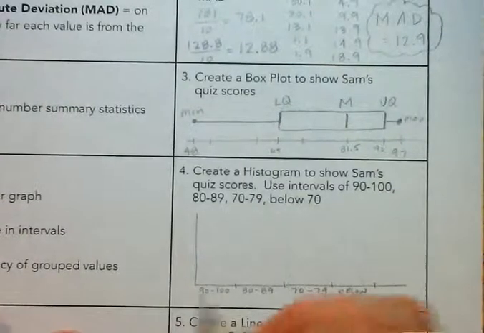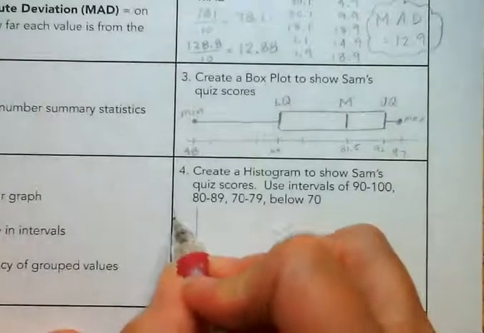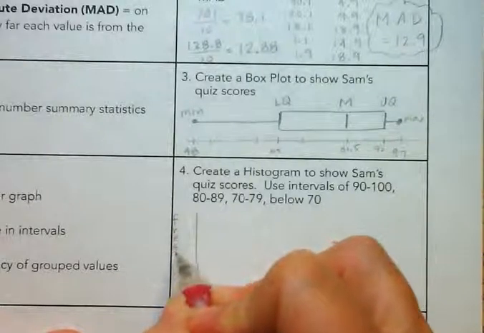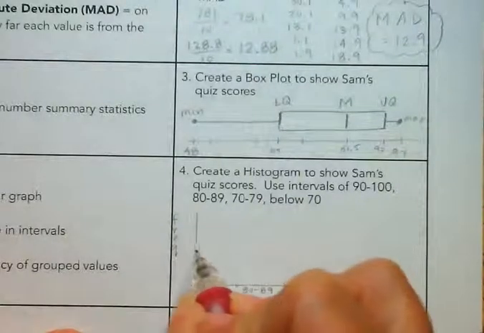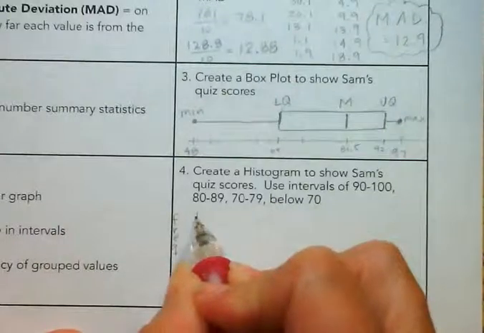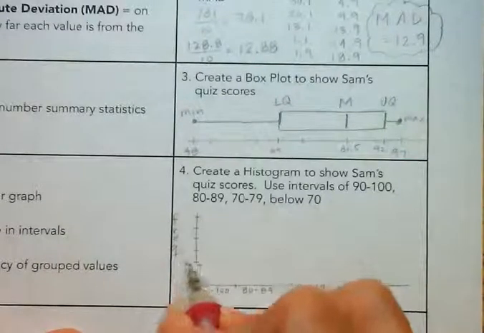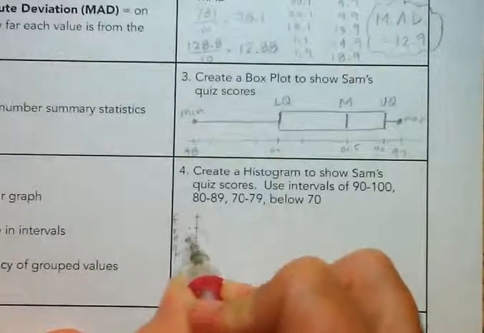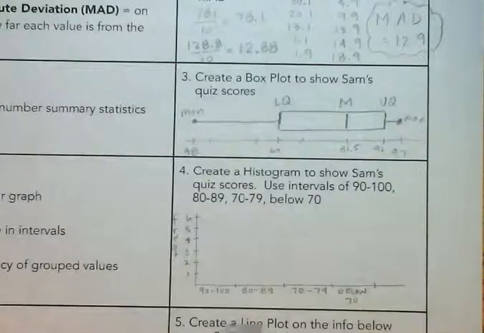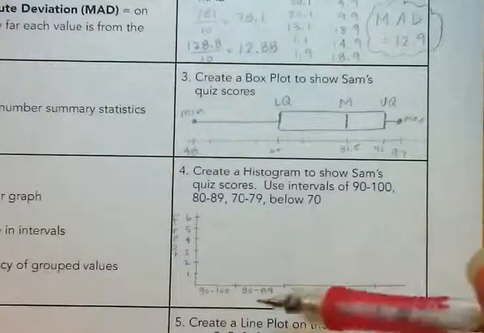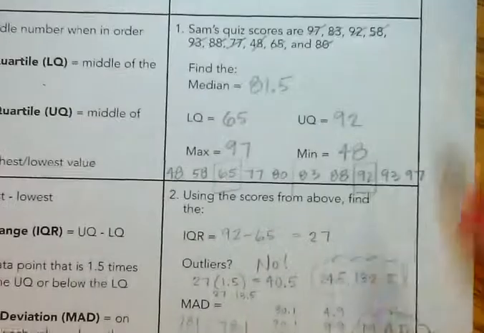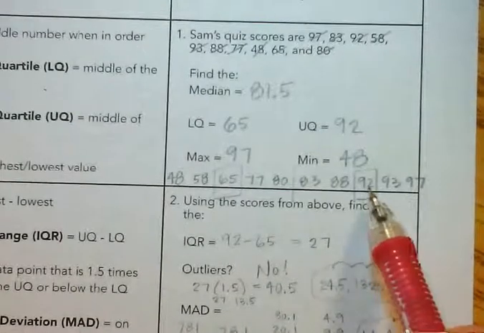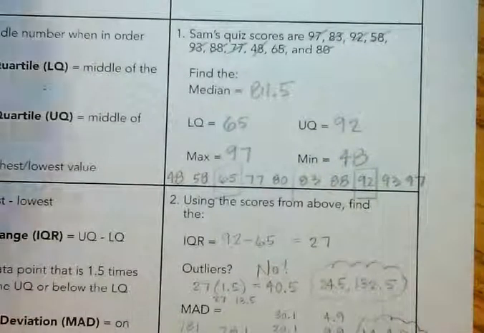And then up along the side, this is going to be the frequency of his scores. So we'll just say 3, 4, 5, 6. So this will tell us how many test scores he had in each of these categories. So between 90 and 100, when we go back and look up here, between 90 and 100, he had 3 scores.